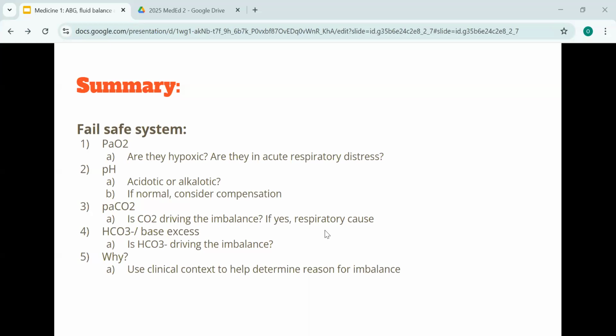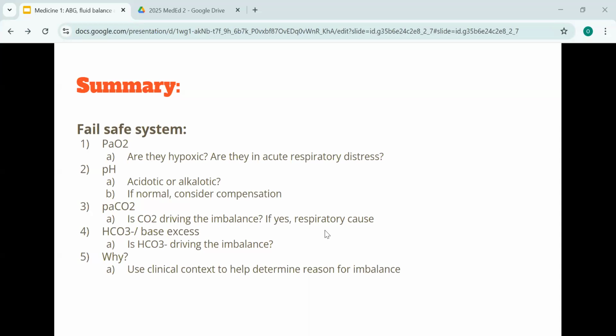Brilliant. So to go back and summarize one more time, the 5-step system will never fail you in an exam. Check the oxygen, are they in acute respiratory distress? Check the pH, find out whether it's acidotic or alkalotic, being sure that if the pH is normal, we're considering compensation. We then look at the CO2. If that explains the imbalance, we're thinking respiratory. If it doesn't, we look at the bicarbonate. Does that explain the imbalance? Then we're thinking metabolic. And then link that to the clinical context to help to determine the reason for the imbalance. So that's all arterial blood gases.